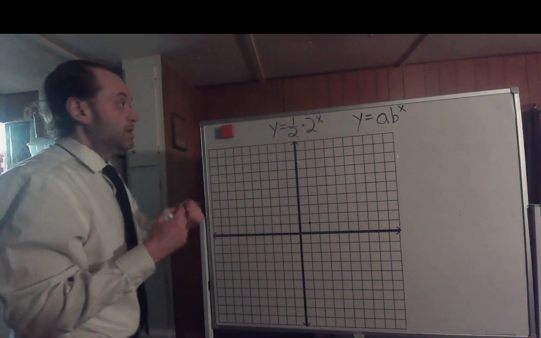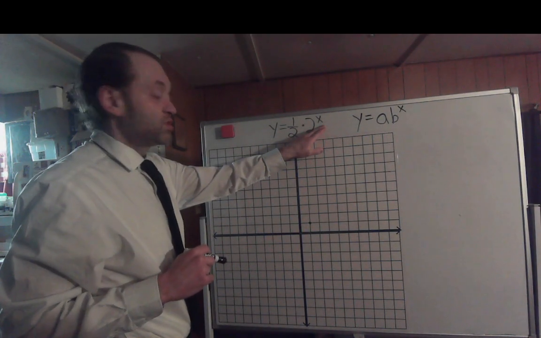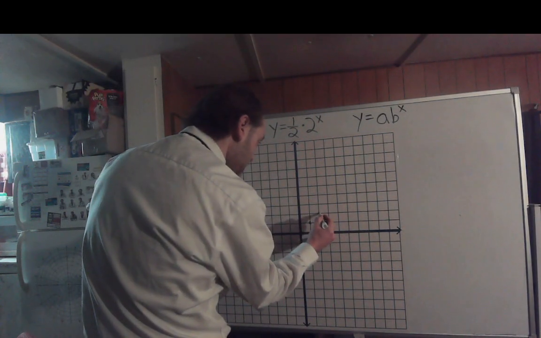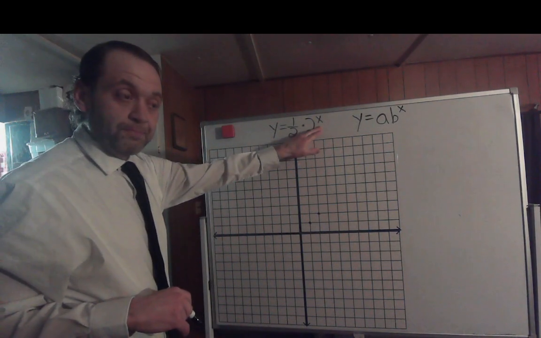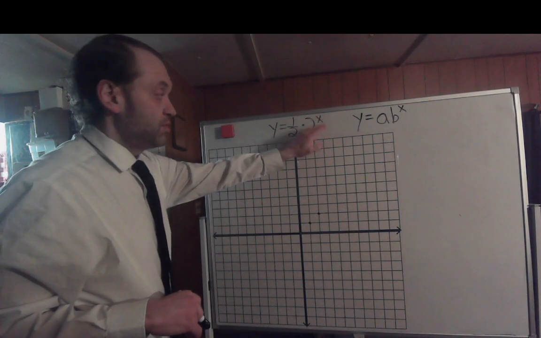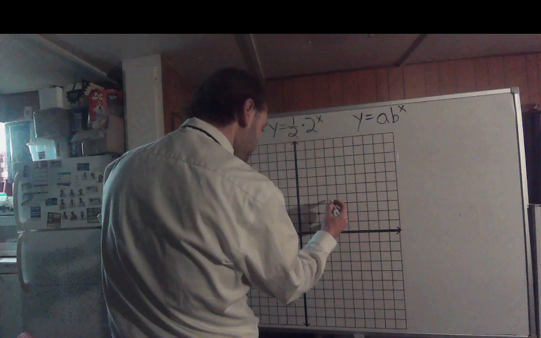Alright, how about when x is 2? Well, what's 2 to the second? That's going to be 4 times 1/2, which would be 2. And then when x is 3, you end up getting 2 to the third, which is 8, times 1/2, which is 4.